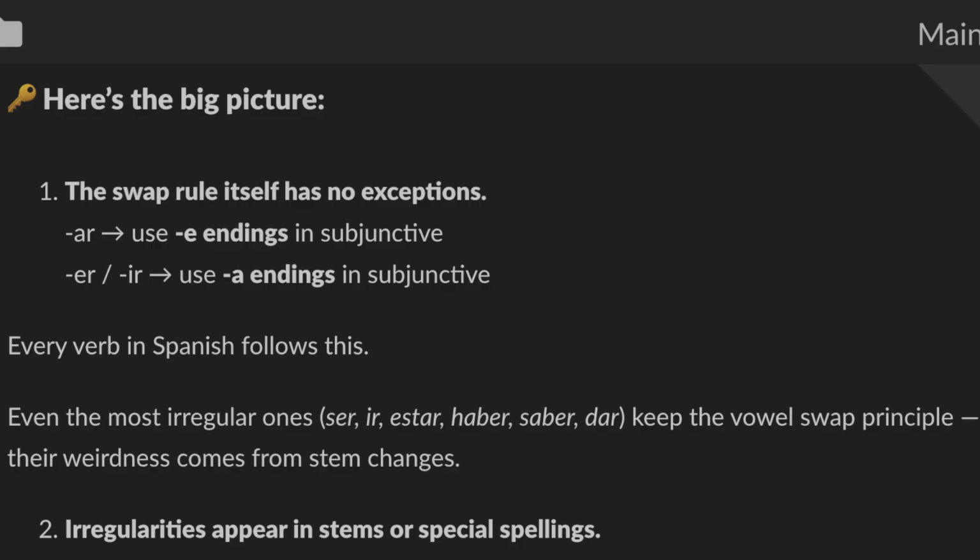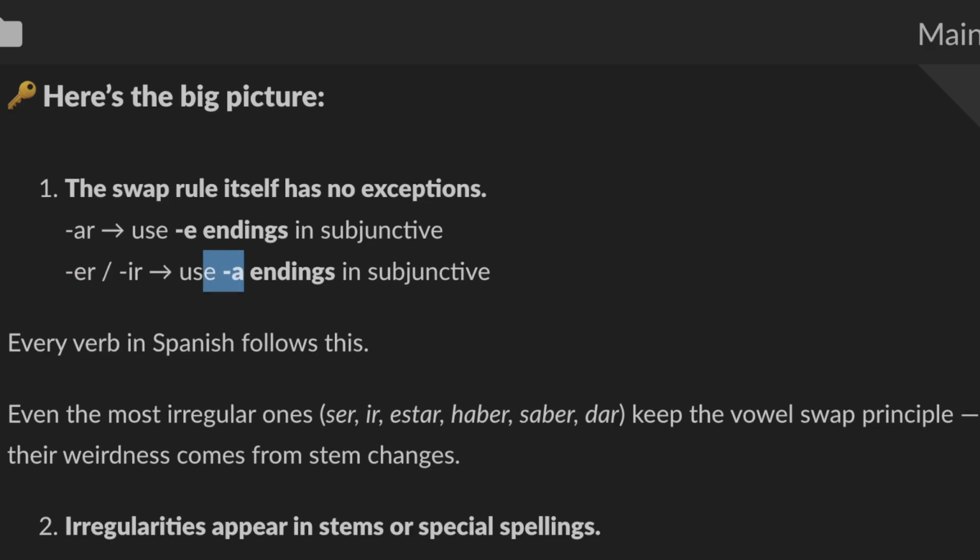So what I want to point out here is that this verb swap rule has no exceptions. There's really two things you have to keep in mind here. Verbs that end in AR, you swap the A with an E. Verbs that end in ER or IR, which even in the IR case, use the ending vowel E, you just swap that E with an A.